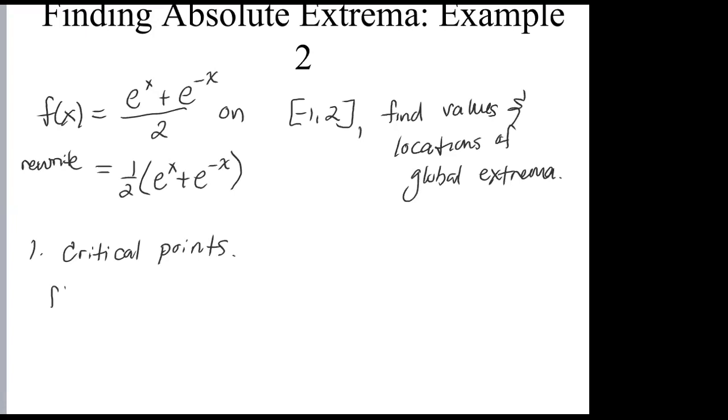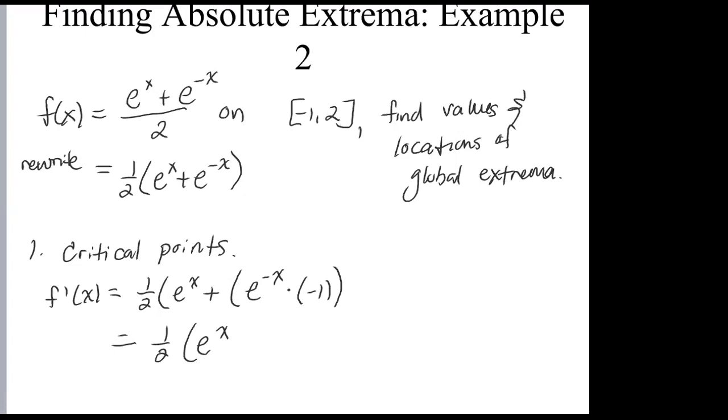So f prime of x is equal to that constant 1/2 times the derivative of e to the x plus e to the negative x. Derivative of e to the x is e to the x, plus, well, the derivative of e to the negative x is e to the negative x times the derivative of negative x, which is -1, which I could simplify as 1/2 times e to the x minus e to the negative x. So there's my derivative.